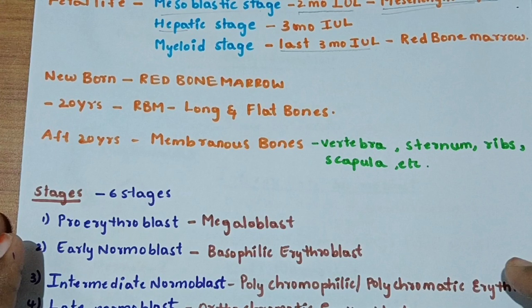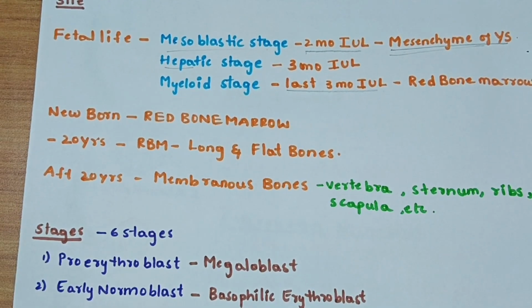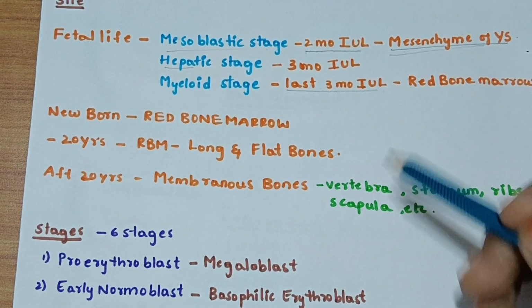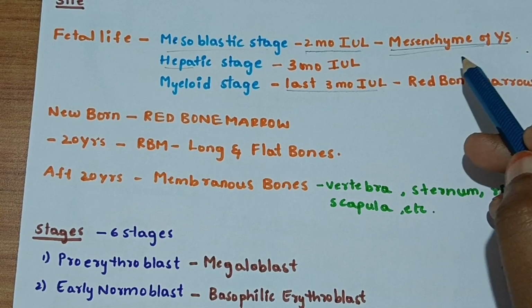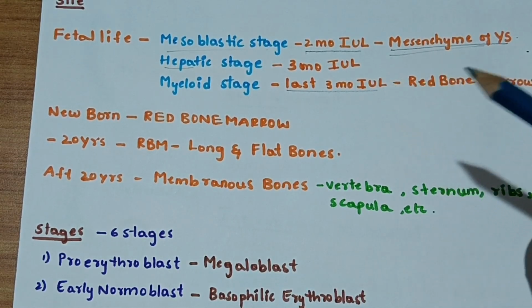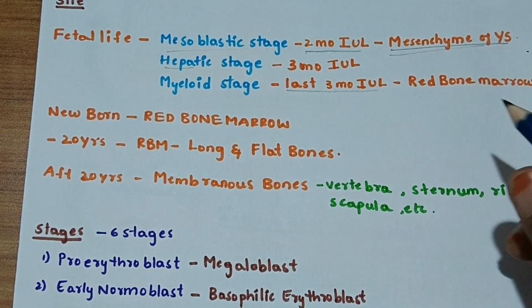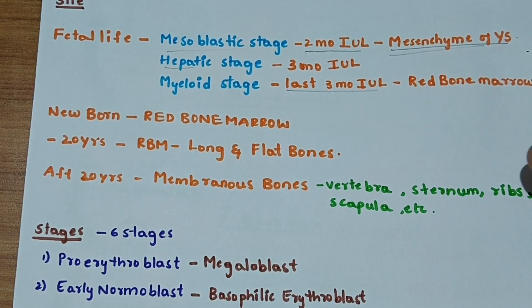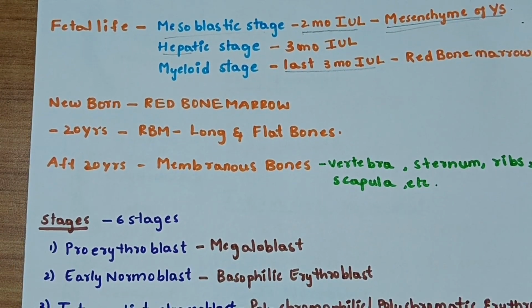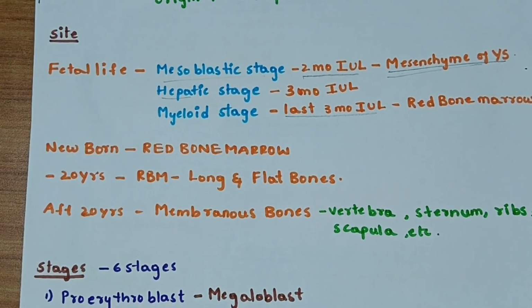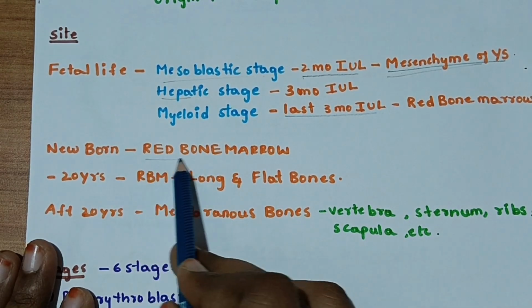So there are three stages in the fetal life: mesoblastic, hepatic and myeloid. According to the stages, they are synthesized in the mesenchyme of the yolk sac, then in the liver and spleen, and in the myeloid stage only from red bone marrow. In the newborn, the RBCs are produced only from red bone marrow.